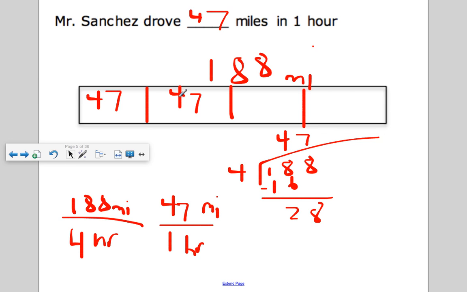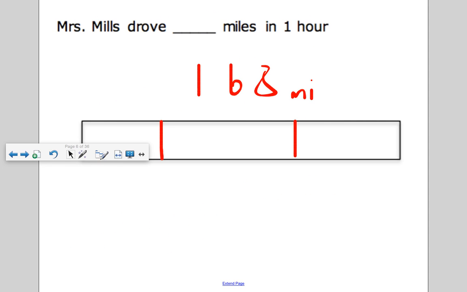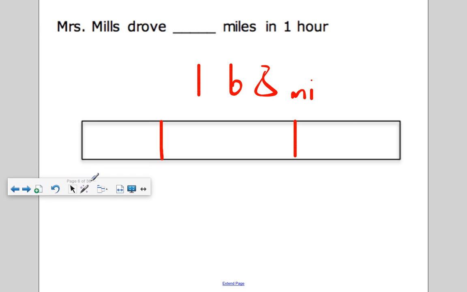So do you prefer the bar model, or do you prefer setting it up this way? We're going to be learning this as a proportion. So again, Mrs. Mills drove 168 miles in 3 hours. As you know, I broke it up into 3 equal sections. Yes, it's supposed to be equal sections. So how many miles will go to each section? I will divide by 3. Can 3 go in 16? 5 times.